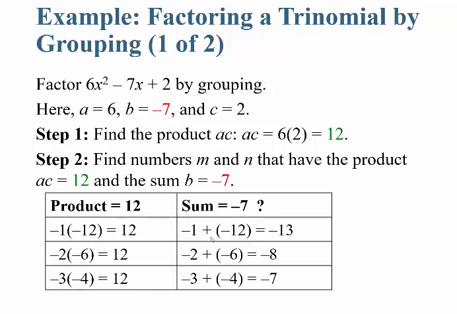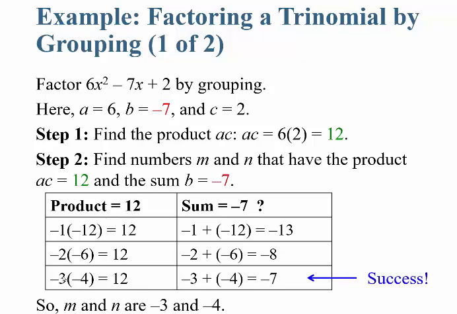Well, if you look at all the products, the only way that could happen, when you have to multiply to a positive and sum to a negative, is they both need to be negative. So negative 3 times negative 4 gets me 12. But negative 3 plus negative 4 also gets me negative 7. Okay, so I found these two numbers, negative 3 and negative 4. That's awesome and important. So my two numbers here are negative 3 and negative 4.